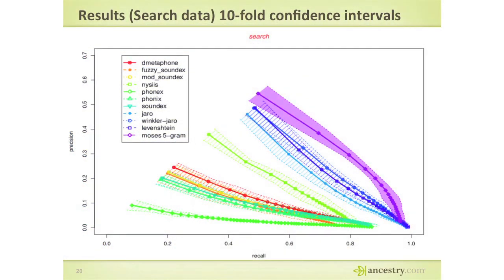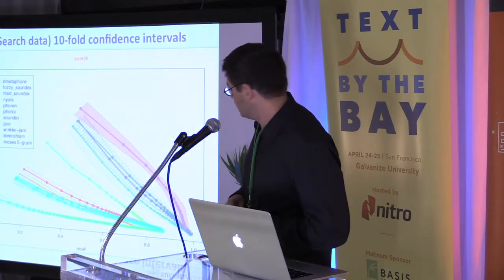We got very similar conclusions from our second data set, from search reformulation. And that gave us more confidence because those two data sets were produced by completely different processes.